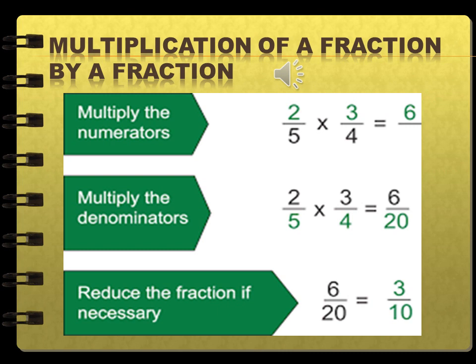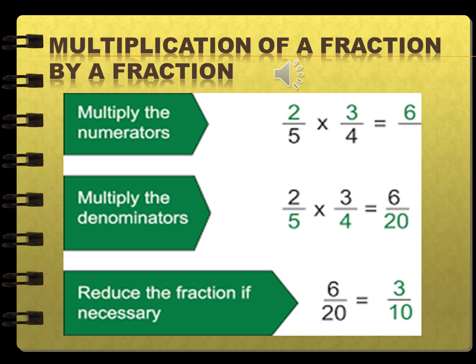You can see here 2 by 5 is being multiplied by 3 by 4. So when I multiply both the numerators 2 and 3, I get the product as 6. Then I will multiply both the denominators. I get the product of 5 and 4 as 20.